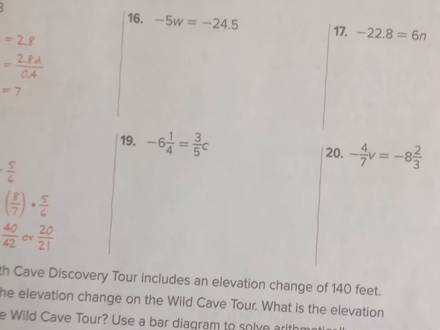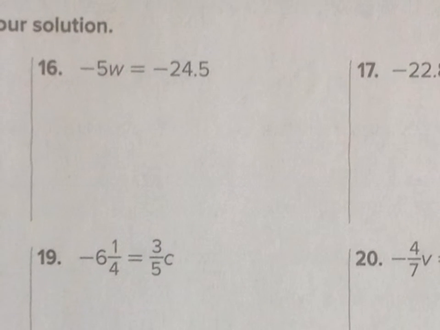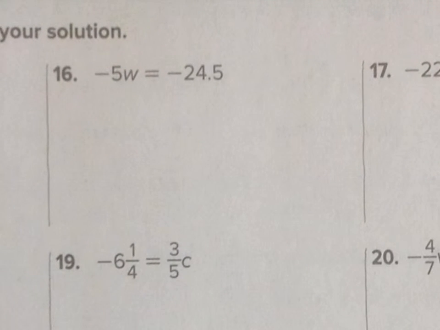So for this page of our homework, we're doing the exact same thing that we have been doing. So our goal, as always, is to get the variable by itself. So in order to do that for this problem, we have to get w by itself, and in order to do that, we have to take whatever's in front of w, which in this case is negative 5, and divide it by both sides. So then when we do that, negative 5w divided by negative 5 is just the positive w that we're left with.